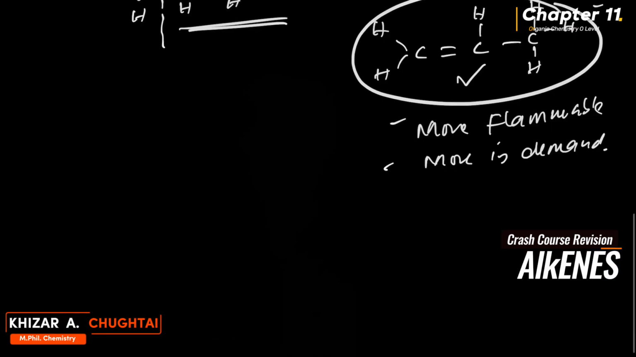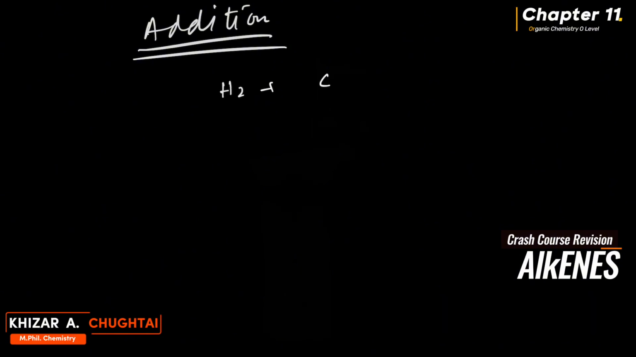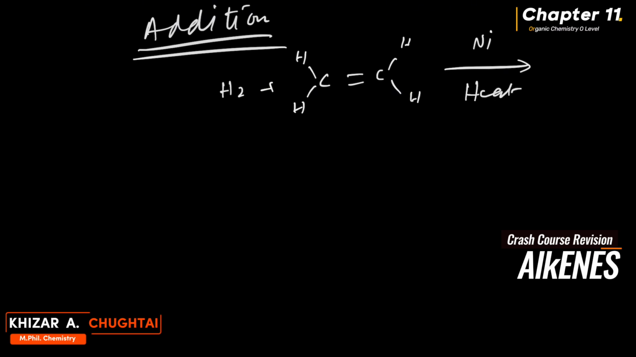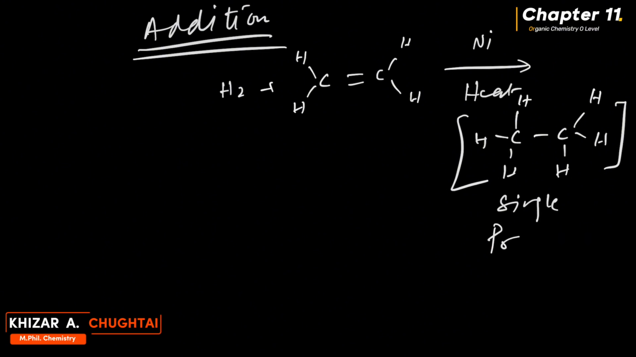Now come to the next one. What are addition reactions? Addition reactions are reactions in which 2 species are added up. For example, hydrogen reacts with a carbon-carbon double bond, let's suppose ethene, in the presence of nickel and heat. Nickel behaves as a catalyst in this case, and I'm going to heat it at about 300 degrees Celsius. There is a formation of one compound called ethane, a single product. Usually, in most cases, a single product is formed.